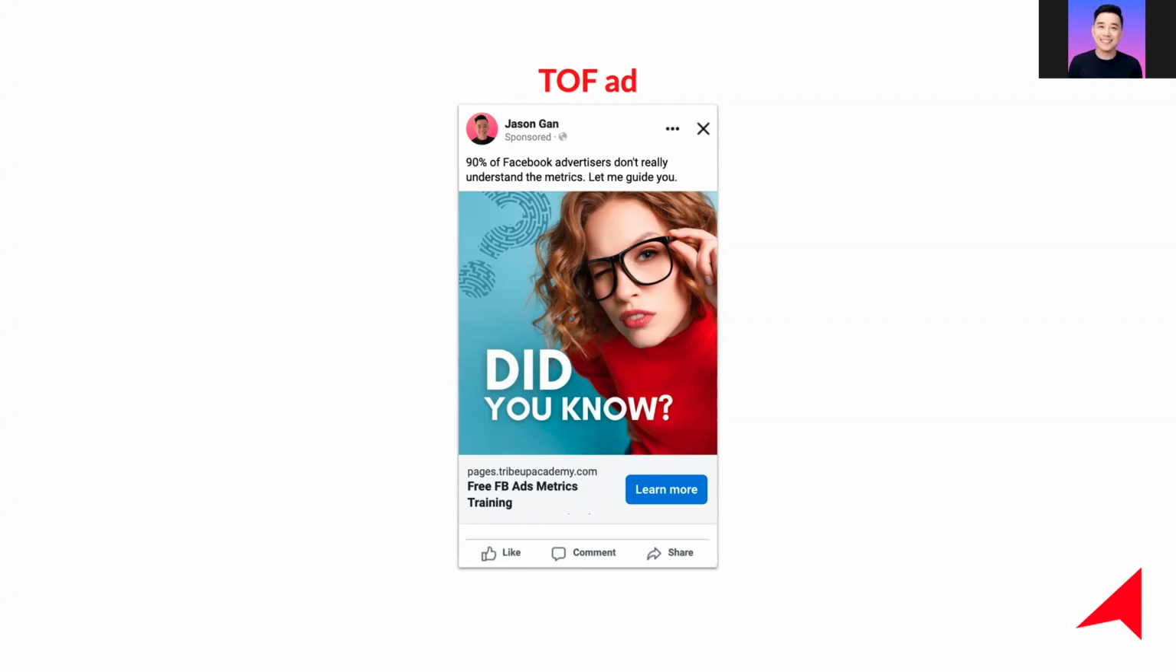Okay, to help put things into perspective, I'm going to show you a few ads that are designed according to a meta ad strategy. So as you can see, this is the first ad. It is a top of funnel ad. TOF stands for top of funnel, meaning this is an ad that is supposed to go out and reach as many people as possible at the lowest cost possible.